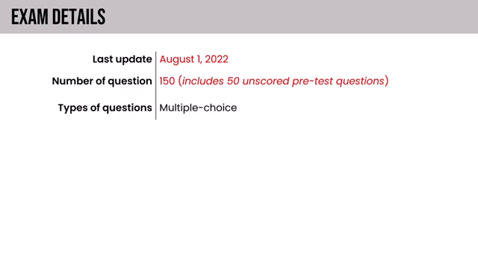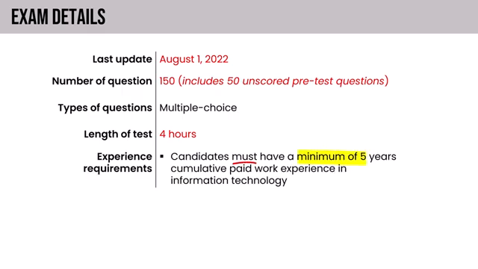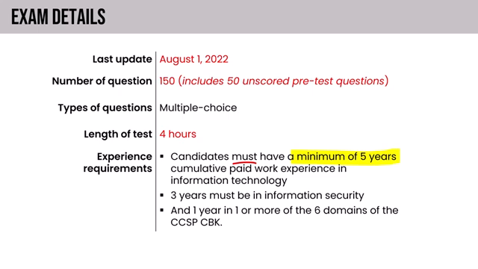This is a multiple choice exam. It's 4 hours in length. It used to be 3 hours. When ISC Squared added the extra questions, they added an hour to the allotted time. Now, in terms of experience, candidates must have a minimum of 5 years cumulative paid work experience in information technology, as well as 3 years in information security and 1 year or more in one of the 6 domains of the CCSP Common Body of Knowledge.